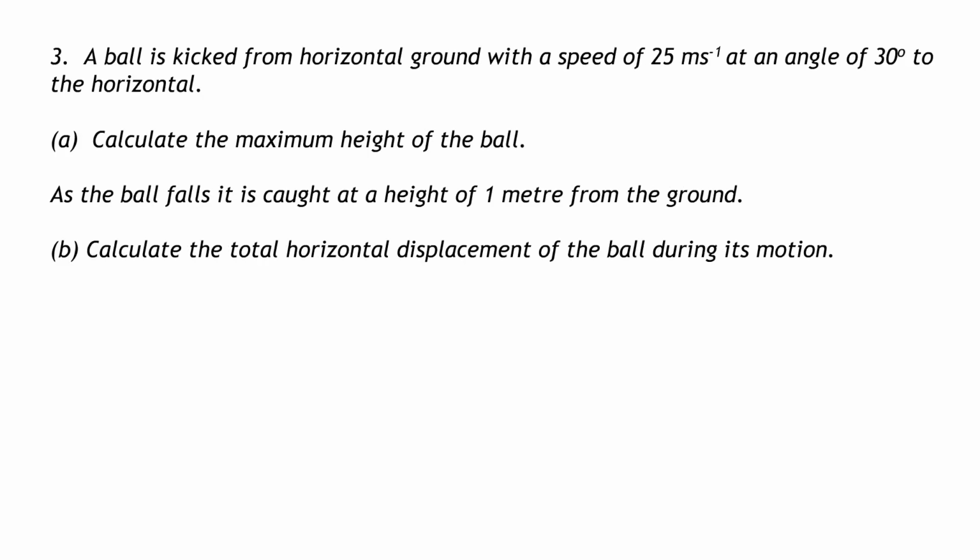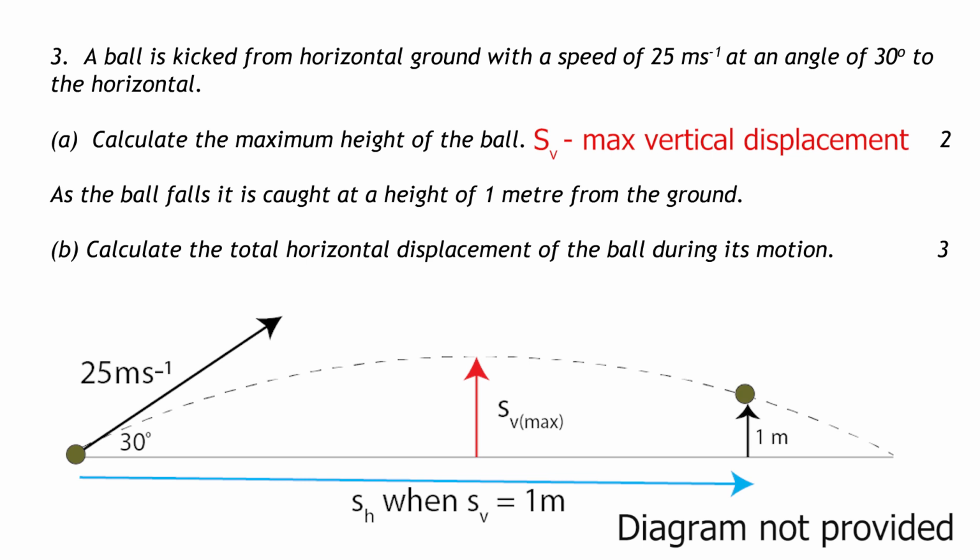A ball is kicked from horizontal ground with a speed of 25 meters per second at an angle of 30 degrees to the horizontal. A. Calculate the maximum height of the ball. Now I would call that the maximum vertical displacement. B. As the ball falls, it is caught at a height of 1 meter from the ground. Calculate the total horizontal displacement of the ball during its motion.